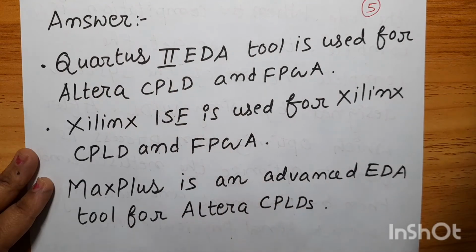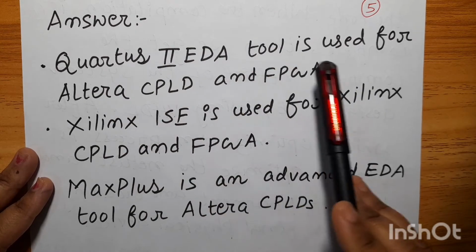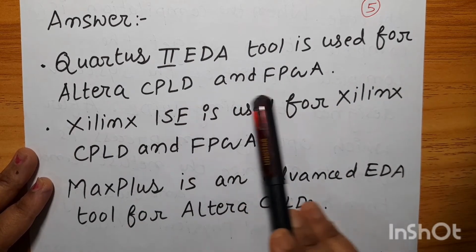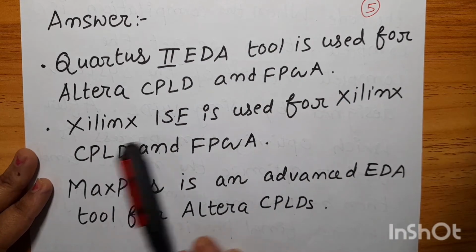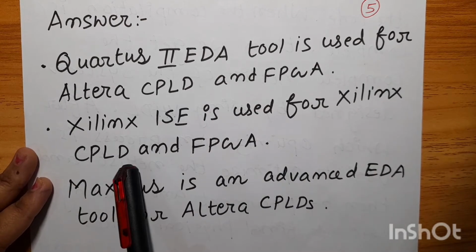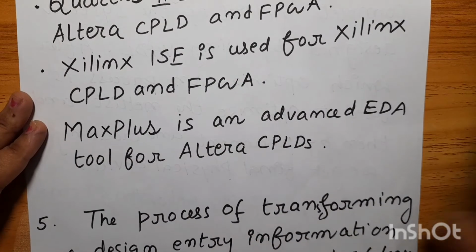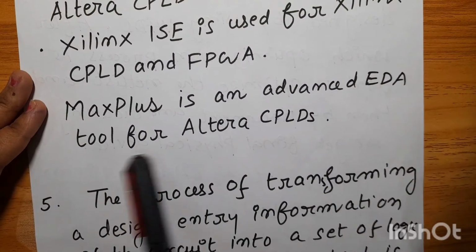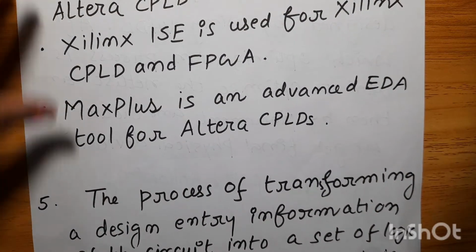Now elaborating the answer, the Quartus 2 EDA tool is used for Altera CPLD and FPGA devices. Xilinx ISE is used for Xilinx CPLD and FPGA devices. And Max Plus is another advanced EDA tool for the Altera CPLDs.